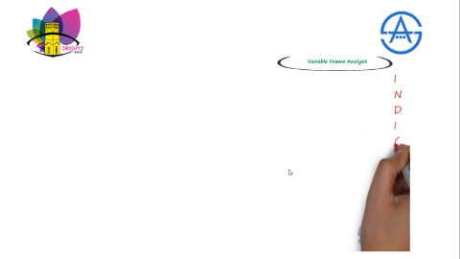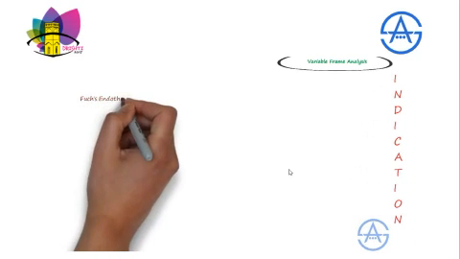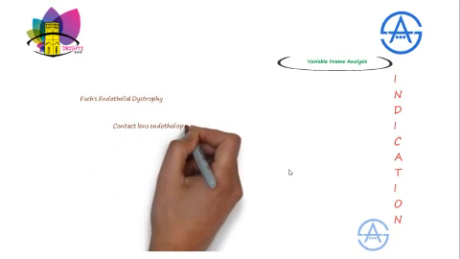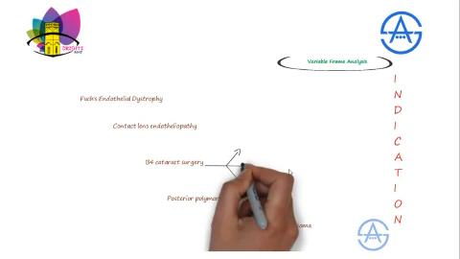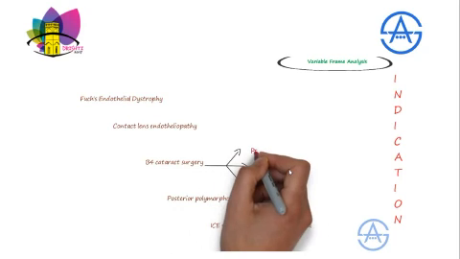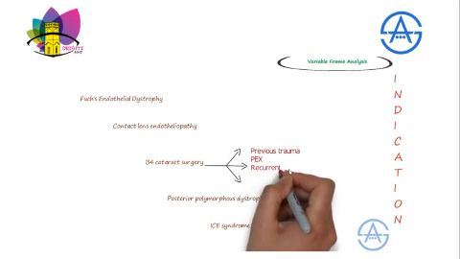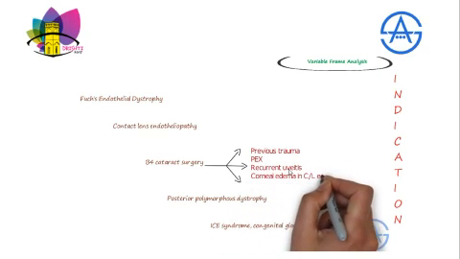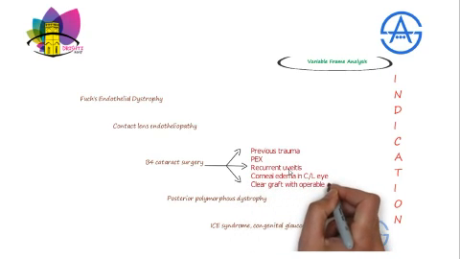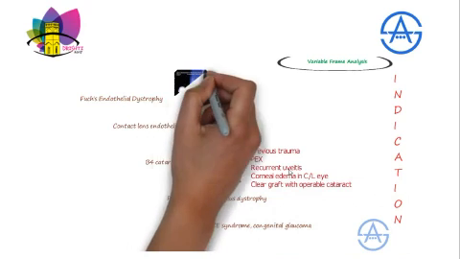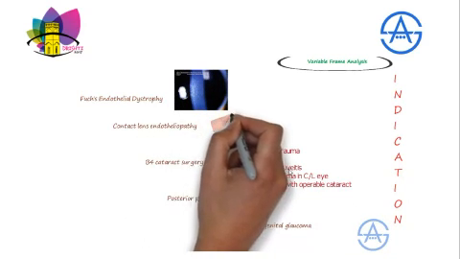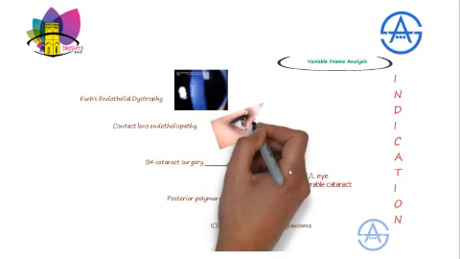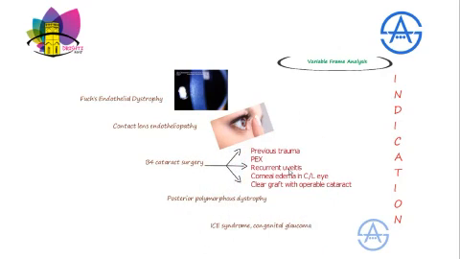So what are the actual indications of a specular microscope? It is, as we all know, starting with Fuchs endothelial dystrophy, contact lens endotheliopathy, some assessments to be done before cataract surgery, posterior polymorphous endothelial dystrophy, and ICE syndrome also exists. Before cataract surgery, we have to do a specular microscope when there is a history of previous trauma, a history of pseudoexfoliation, recurrent uveitis, when there is corneal edema seen in the contralateral eye after cataract surgery, or if we have an eye that has undergone a PKP with a cataract that has to be operated.